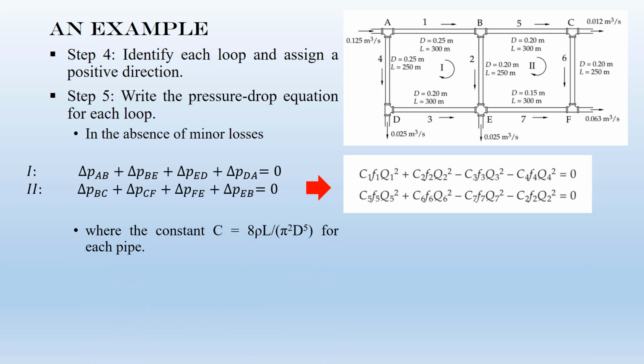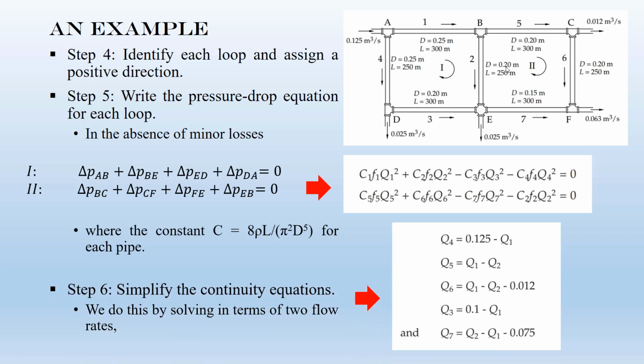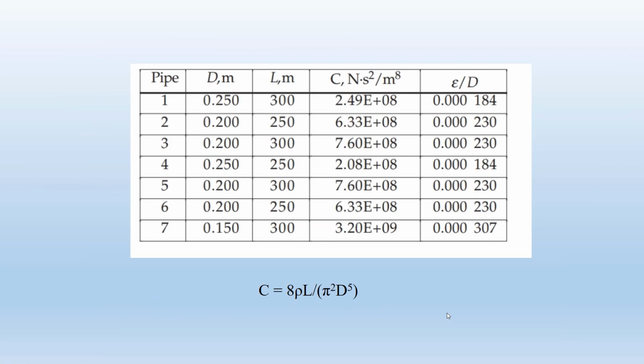And then you can write the same equation for loop 2. Now, you just wrote the pressure drop equation, then you can simplify, using the continuity equation that you already wrote in the previous slide. So if you just rewrite those continuity equations, you can see that by having the Q1 and Q2, you can find all other Qs. We already discussed it in the previous slide. Now, this is the available information. We have 7 pipes. We have the diameters. Lengths are known. These are normally given.